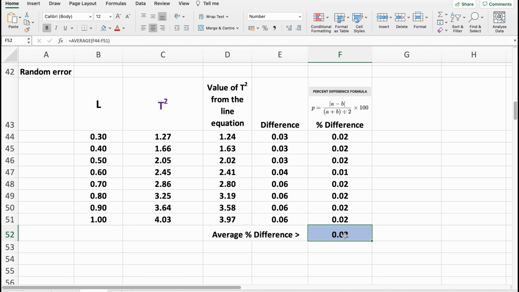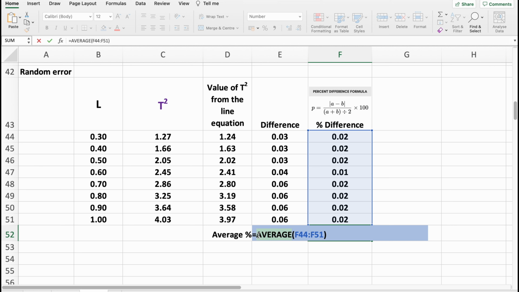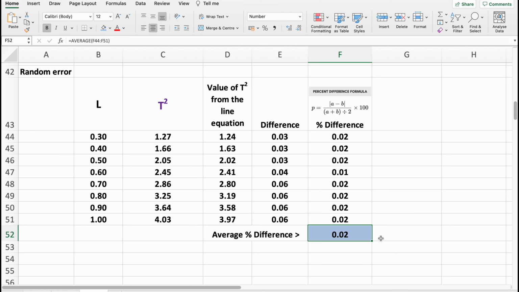And if I calculate the average, I've used the function AVERAGE from F44 to F51. When I calculate the average, I found it to be 0.02%, which is very small, negligibly small, and we can say it's about 0, right? So this gives an understanding that in our experiment we had very little random error involved.